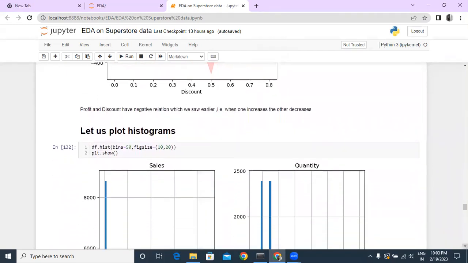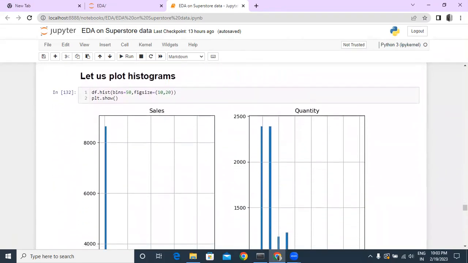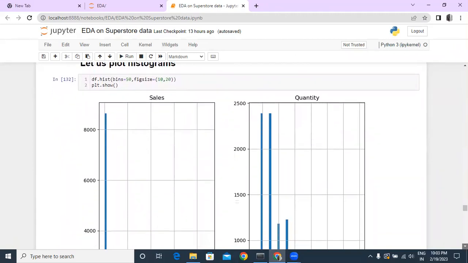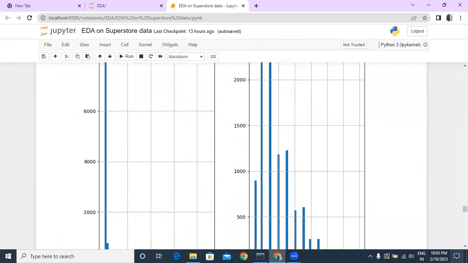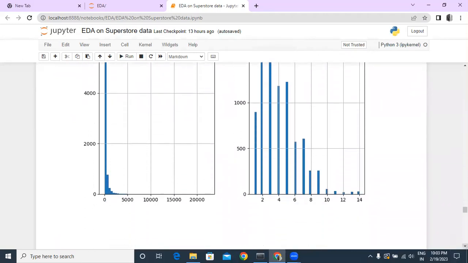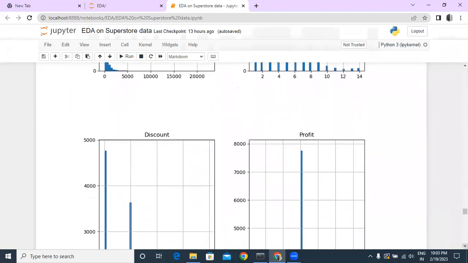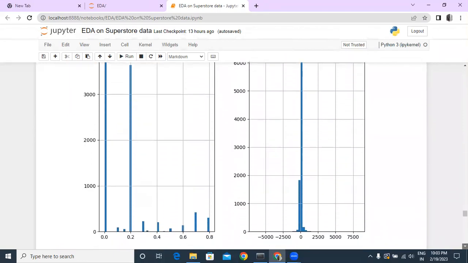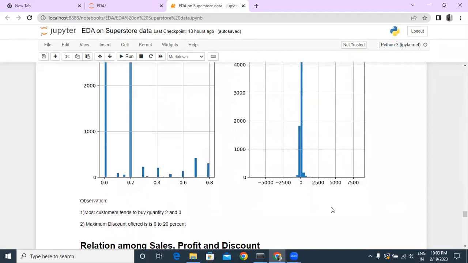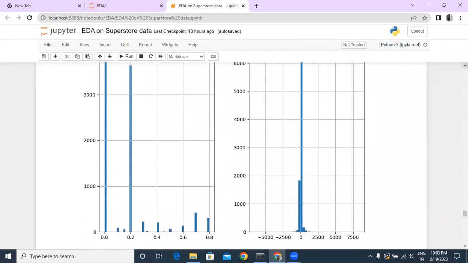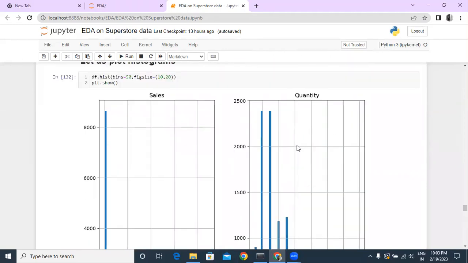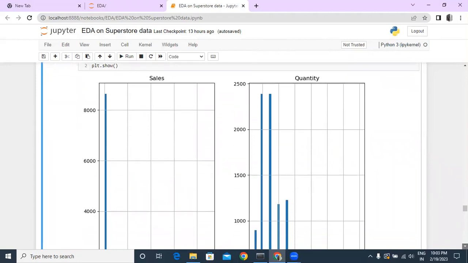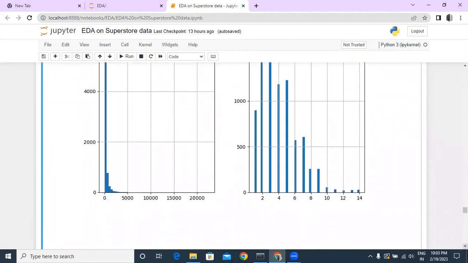We are also plotting the histograms for all the numerical columns. It automatically gives one for each numerical column. So this was for sales, this is for quantity. Then below we had discount and profit. The observation we could make from here is that most customers tend to buy quantity 2 and quantity 3. We can see it in this graph. The quantity 2 and quantity 3 bars go the highest. So this was the observation from here.